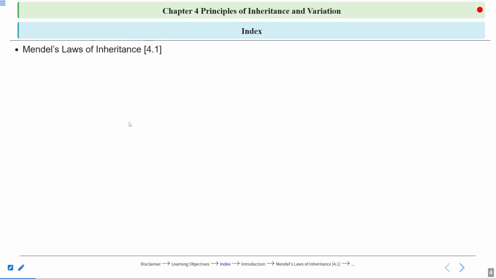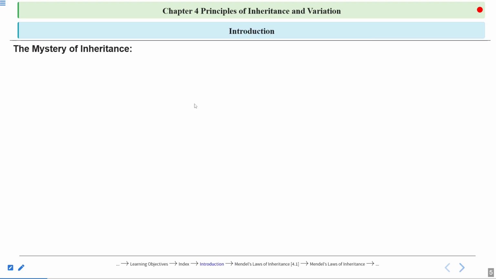In this session, we'll be talking about Mendel's law of inheritance, which is section 4.1. We'll also talk about the inheritance of one gene, which is section 4.2. Then we'll discuss some questions related to this topic, and in the end, we will be discussing some keynotes which will help you in the NEET exam as well. These keynotes will also help you memorize the concepts related to these topics. Now let's begin with this session.